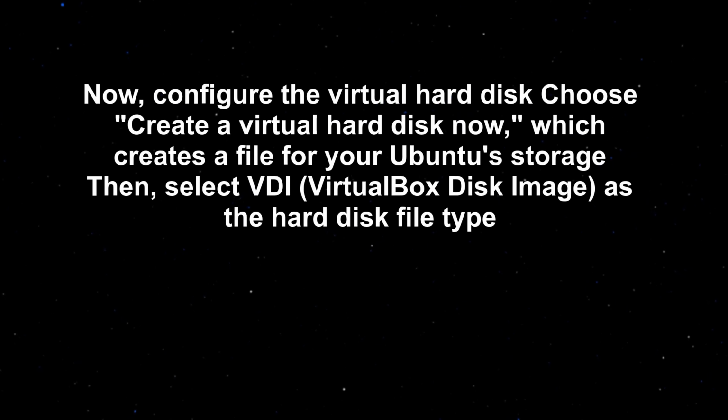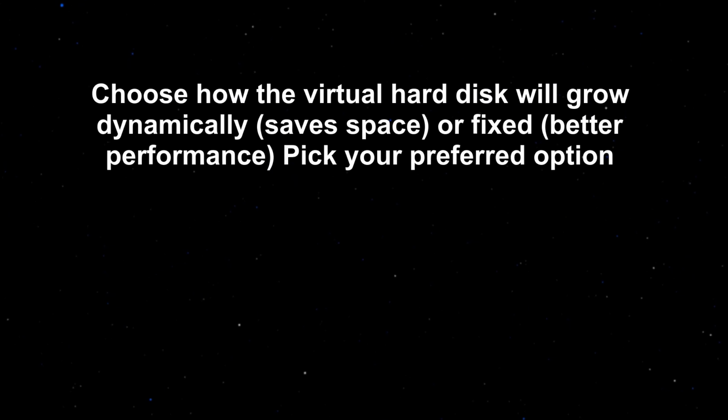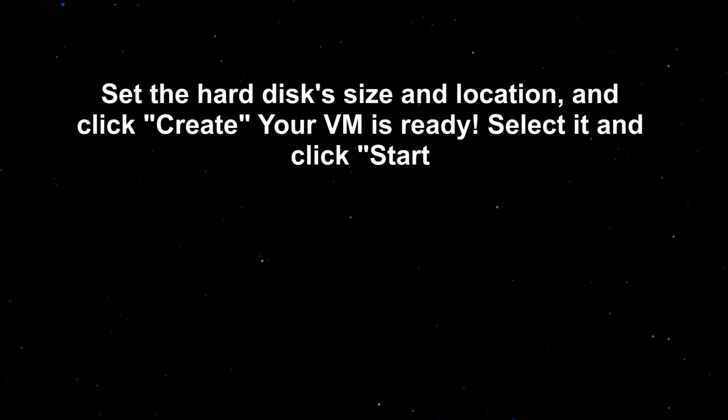Now, configure the virtual hard disk. Choose Create a virtual hard disk now, which creates a file for your Ubuntu storage. Then, select VDI VirtualBox disk image as the hard disk file type. Choose how the virtual hard disk will grow: dynamically to save space, or fixed for better performance. Pick your preferred option. Set the hard disk size and location, and click Create.